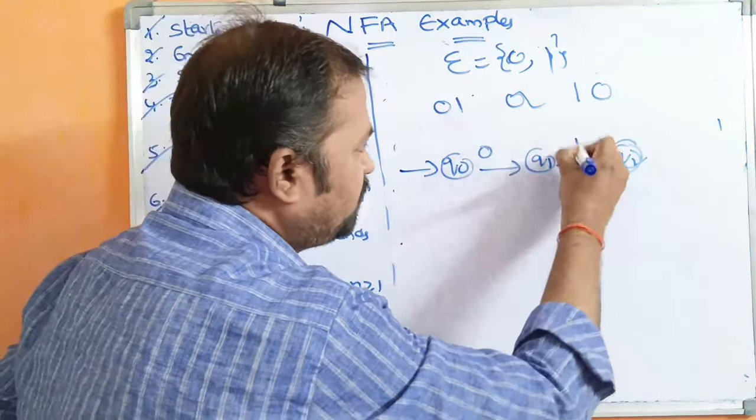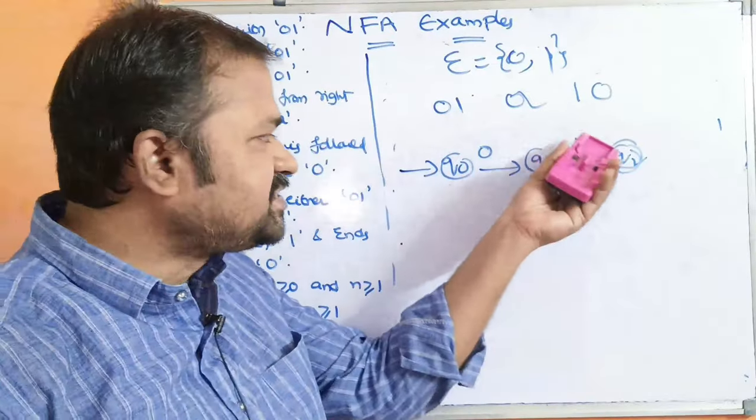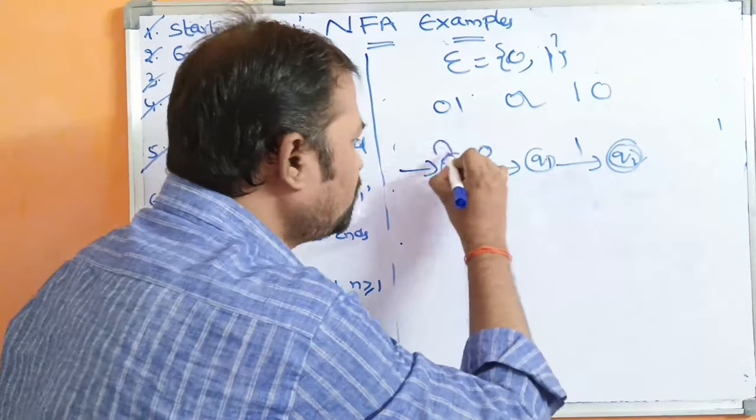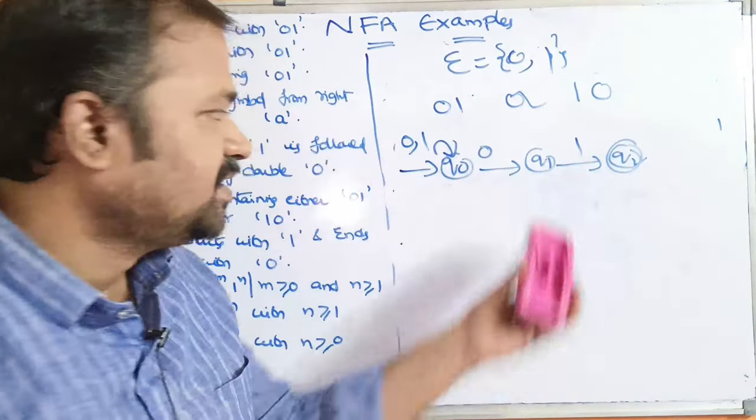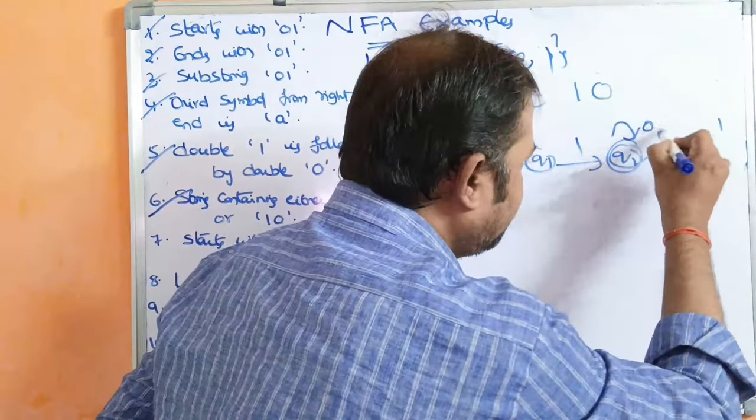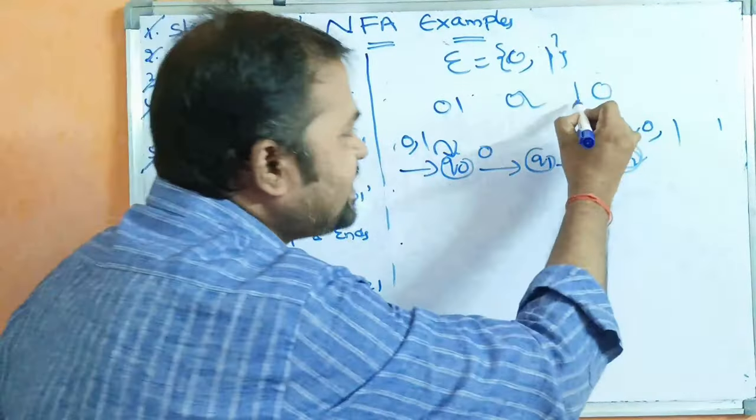So 01. Before this 01, we can have any number of zeros and ones, so there is no restriction on that. After 01 also, we can have any number of zeros and ones. Or what is the second string?